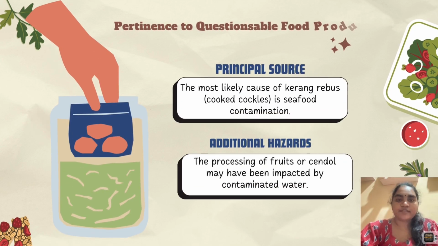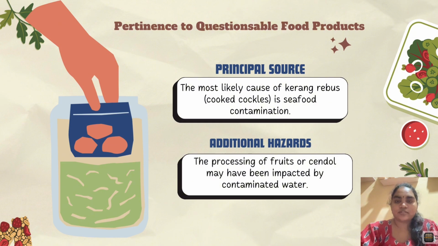Another important aspect to consider is the pertinence of questionable food products. The principal source of contamination in this case is seafood, particularly cooked croakers or kerang rebus. Seafood contamination poses a significant risk due to improper handling and storage.